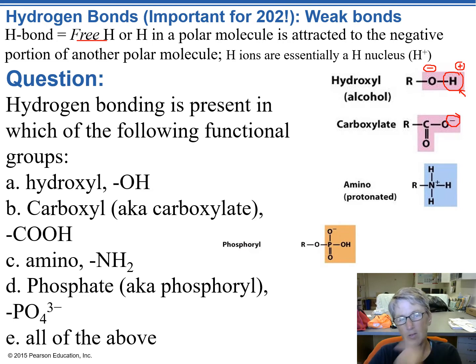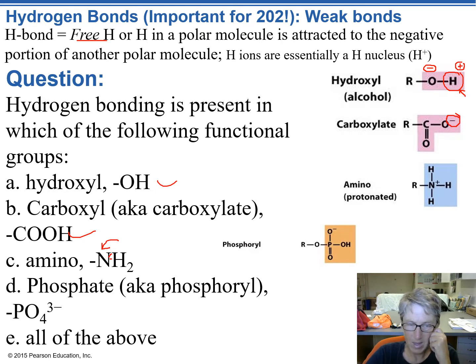So here's an example of a question. Hydrogen bonding is present in which of the following functional groups? The hydroxyl group, carboxylate. Remember, there's a nitrogen. That means it's forming a bond with two hydrogens here, but it's electronegative, so this will be a partially negative nitrogen.